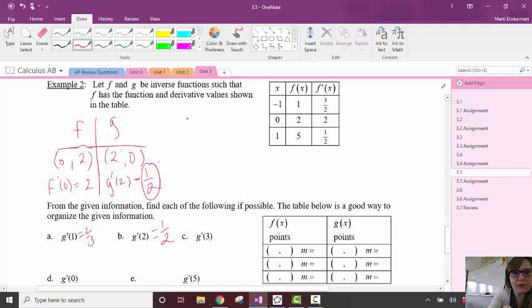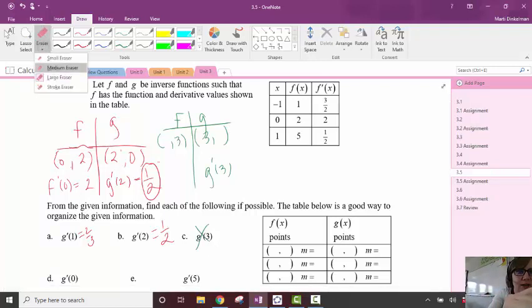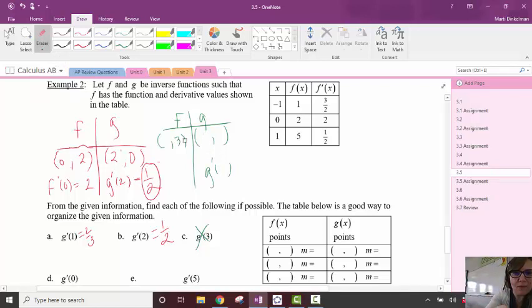Okay, so let's do 3. Okay, so we're looking for g prime of 3. That's when x is 3 here. So the y is 3 on the f. We have to find that. Oh, we can't find that because there's nowhere where f is equal to 3. Okay, so we can't find that one. All right, let's go back and try g prime of 0. Okay, so g prime of 0, that's when x is 0 here, that's when y is 0 there. Oh, y doesn't equal 0 over there on my table, so can't find that one.